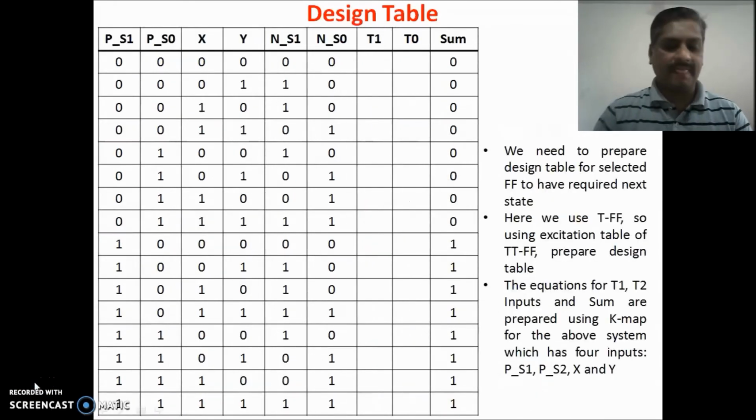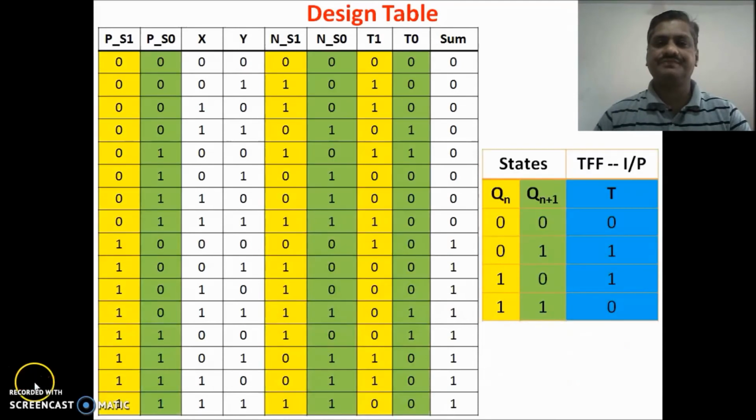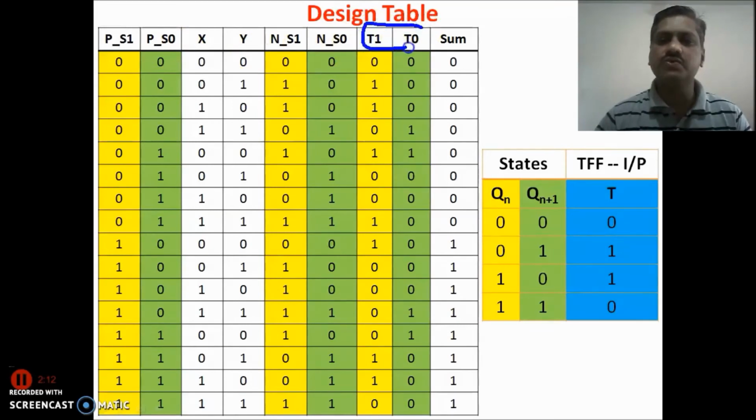Now I will go through these points. We need to prepare a design table for the selected flip-flop. We are using the T flip-flop, so using the excitation table of the T flip-flop we will prepare the design table. The design equations for T1 and T0, the inputs, are prepared using the K-map for the above system, that is PS1, PS0, and XY. That's all. Now, how do we prepare these values, T0 and T1?